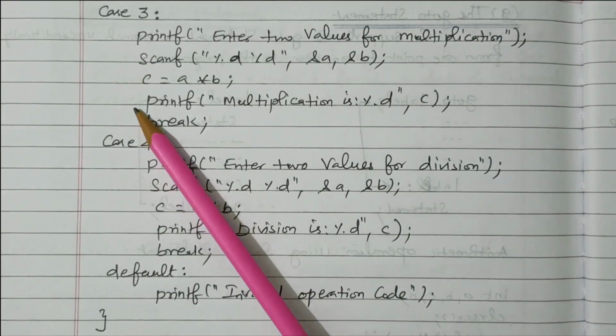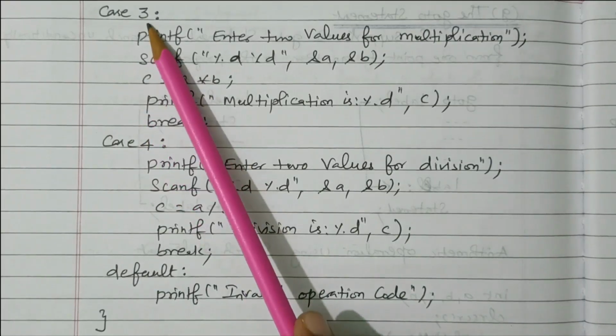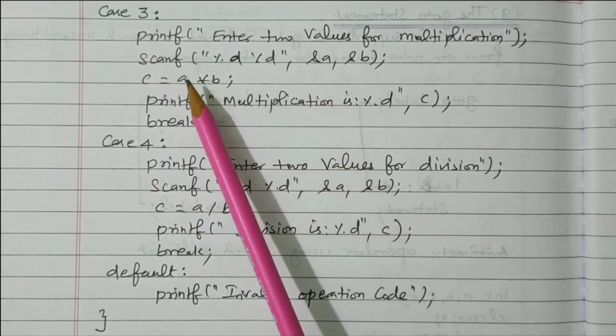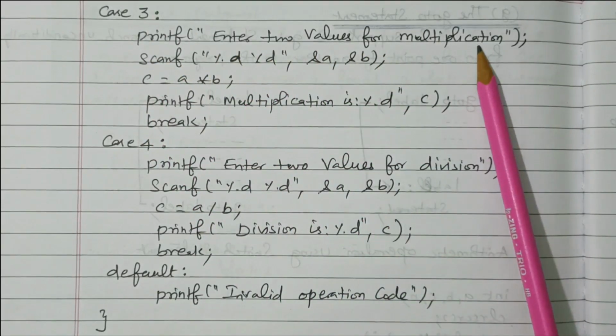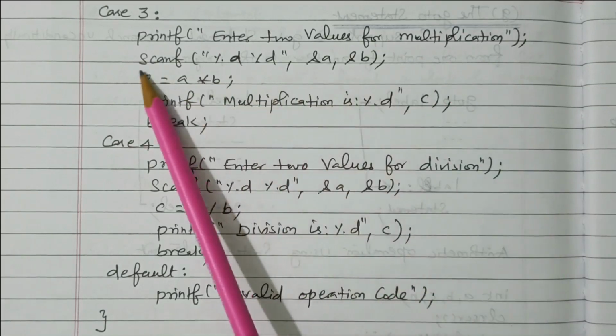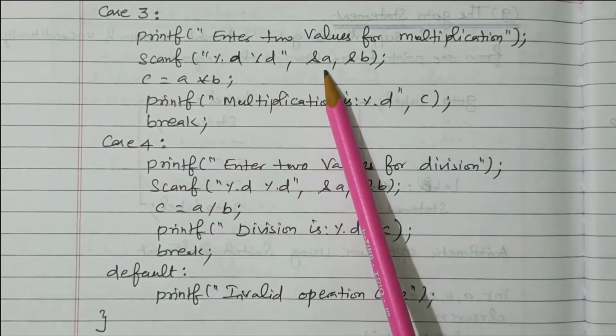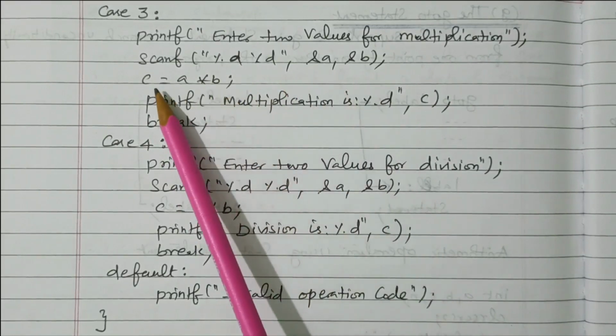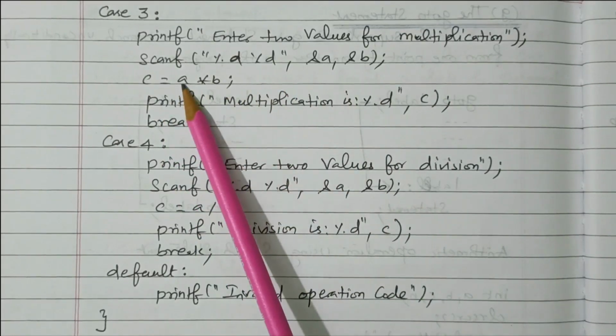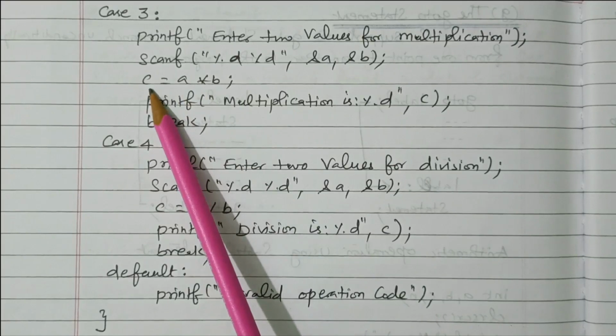Suppose the user enters the value 3. 3 means multiplication. So we ask the user to enter the two values for multiplication. The user will enter two values using scanf. We scan the value and store it in A and B, right? So multiplication, so that C equals A into B. A and B are multiplied and stored in C.